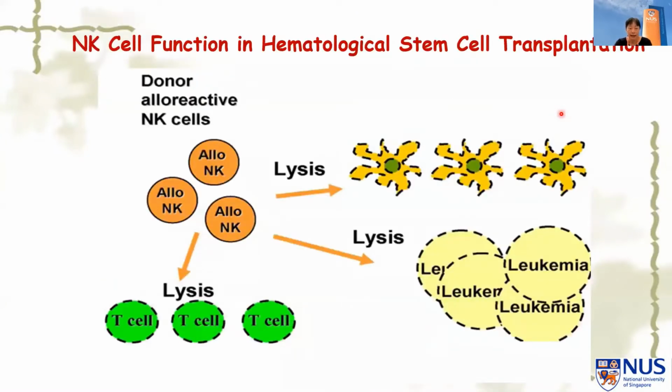So a lot of NK adoptive therapy has already been done in the hematopoietic stem cell transplantation settings. We have gained quite a lot of experience there by using donor alloreactive NK cells. Those alloreactive NK cells can either directly lyse the host leukemia cells, or they can kill the host dendritic cells and the host T cells in order to promote engraftment. They can also regulate donor T cells in reducing graft versus host disease.